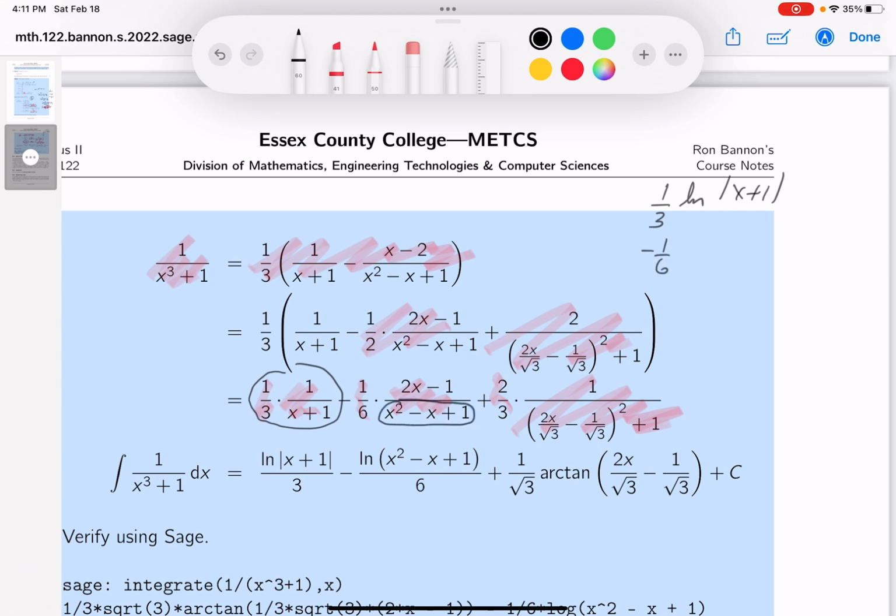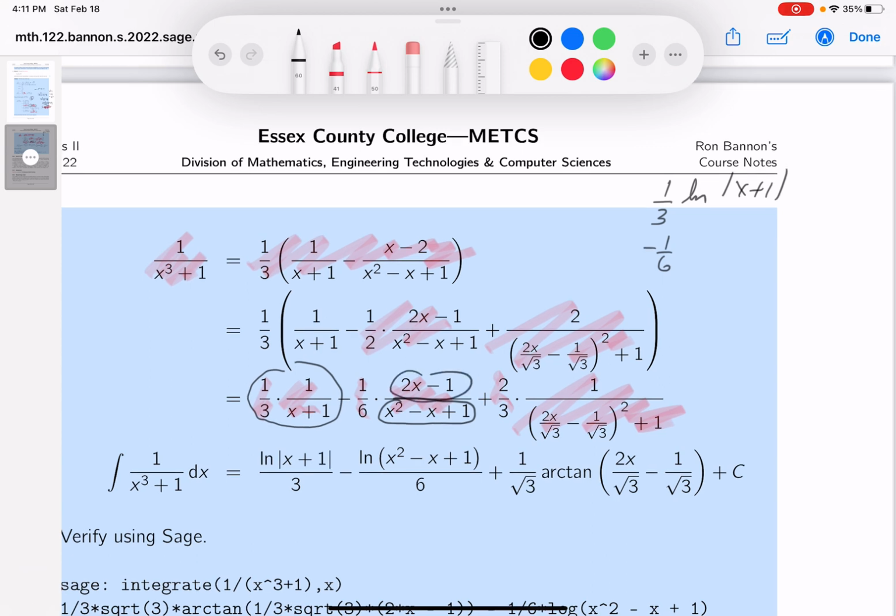This here, if I let that be u, its derivative would be 2x minus 1, which I see over there, right? So what's it going to be? It's going to be the natural log of the absolute value of x squared minus x plus 1.